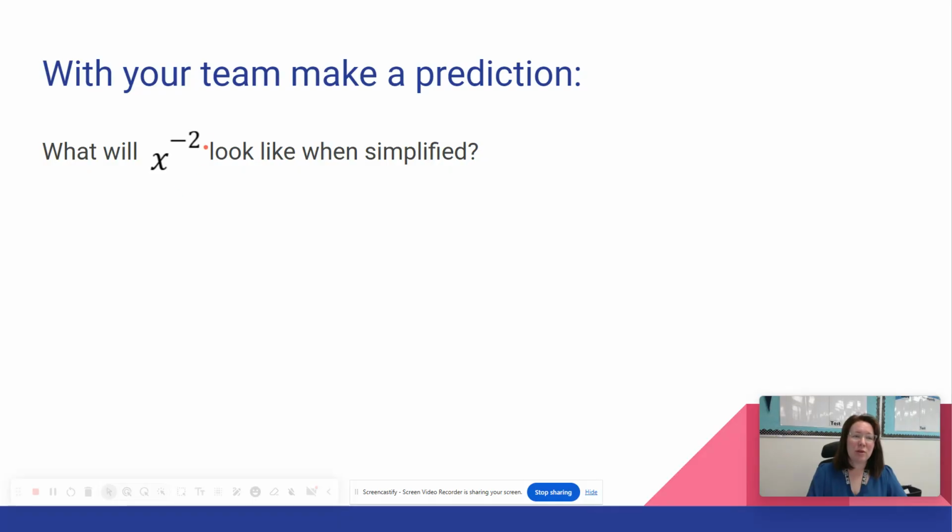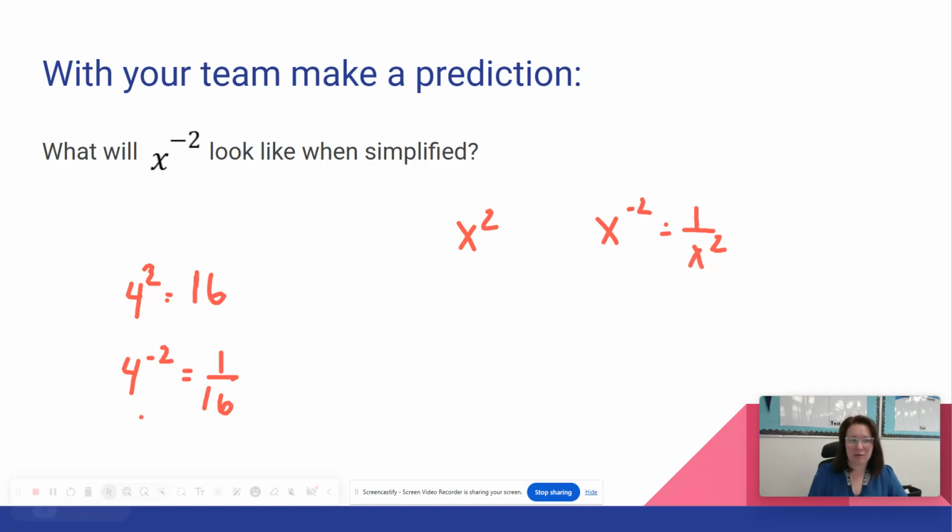Okay, so now the question is, like, make a prediction. If we knew that 4 squared equaled 16, and that 4 to the negative 2 equaled 1 over 16, that negative being the only difference here, then the question was, make a prediction of what x to the negative 2 would look like when we simplified it. Well, x squared would just be a normal thing. What happens when we made this negative? It became a fraction. So x to the negative 2 becomes a fraction.